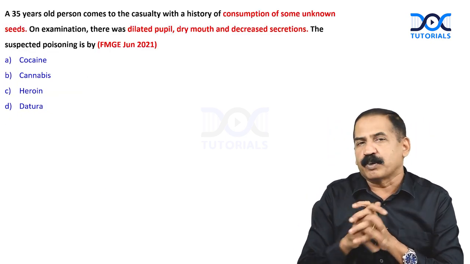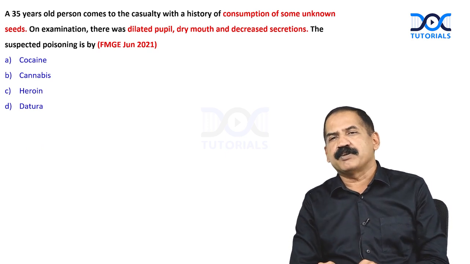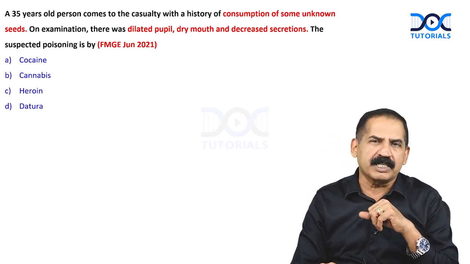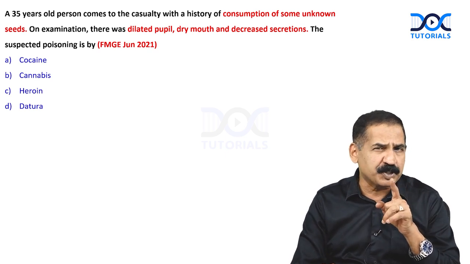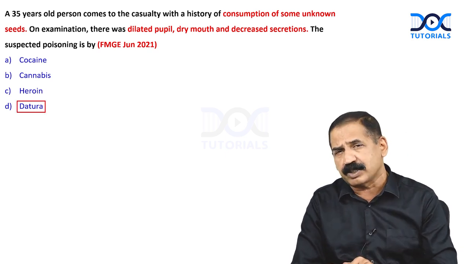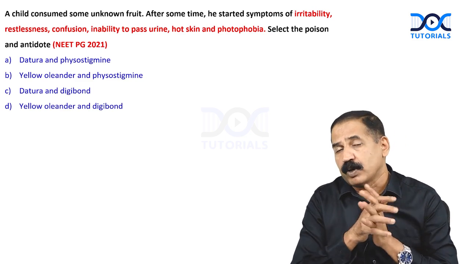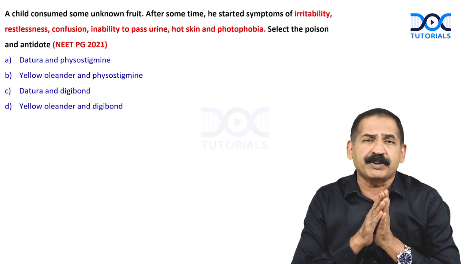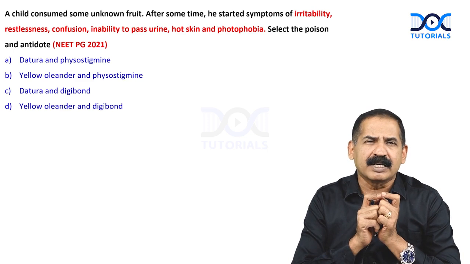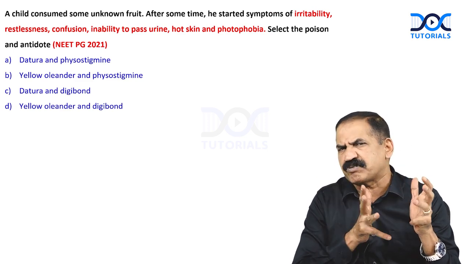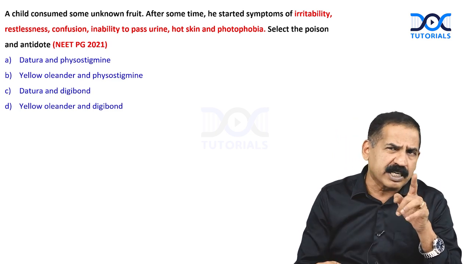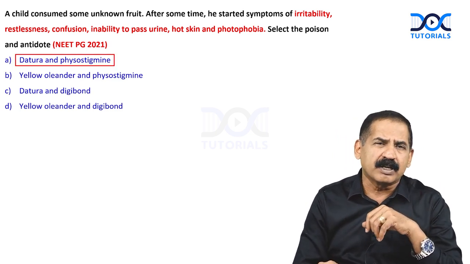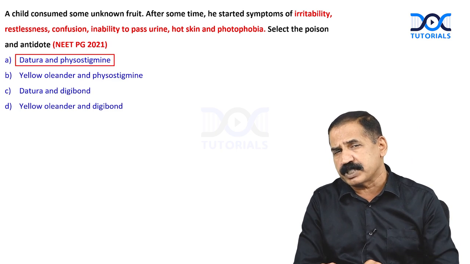A 35-year-old person comes to the casualty with a history of consumption of some unknown seed. There are dilated pupils, dry mouth, decreased secretions. Asked in FMG June 21, the answer is Datura. Meantime, it was also asked 2 years back in NEET PG 2021: irritability, restlessness, confusion, inability to pass urine, meaning dysuria, hot skin, photophobia. The answer is Datura and physostigmine.